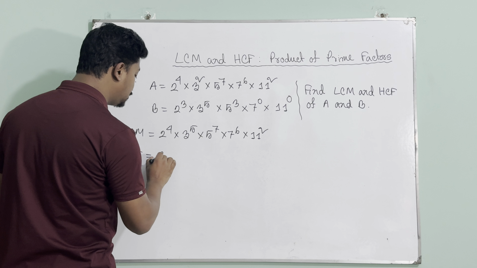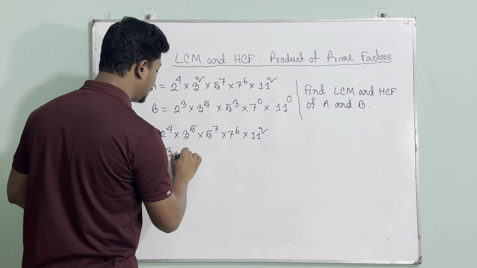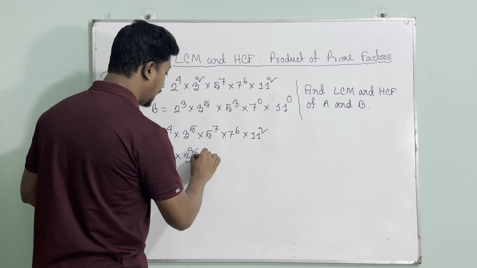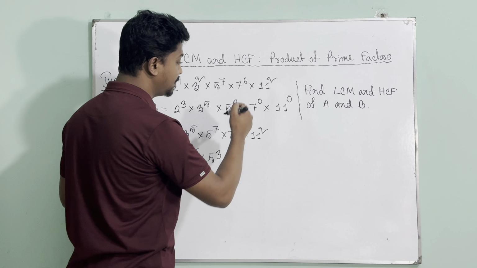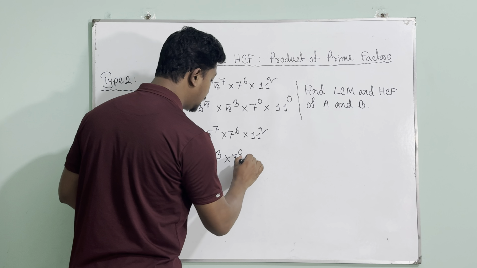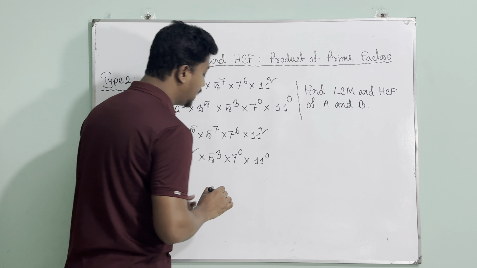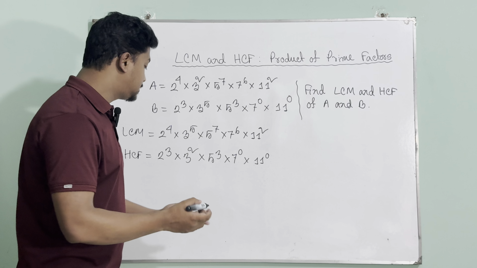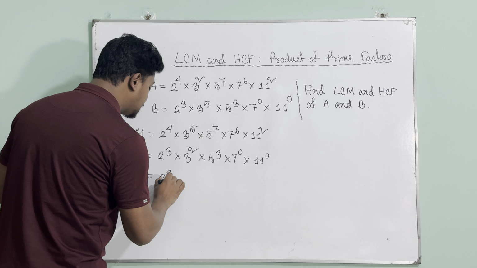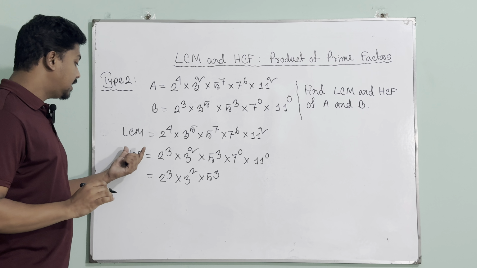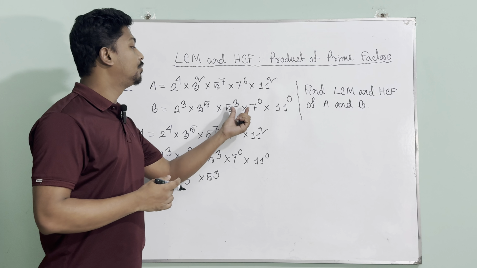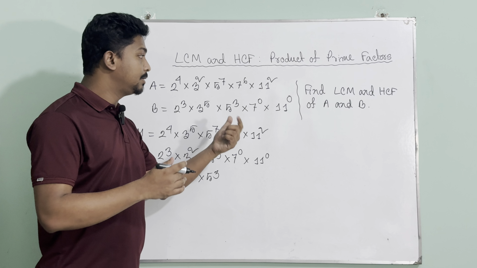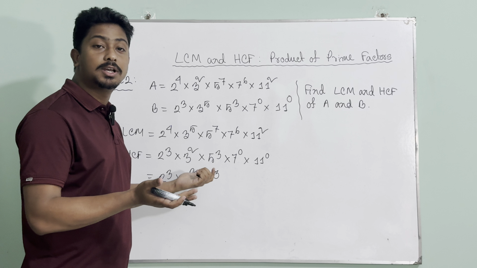When you go to HCF, we take the lower one, so 2 cube, and between 3 square and 3 to the power 5 we have 3 square, and we have 5 cube from the 5. And now between 7 to the power 6 and 7 to the power 0, 7 to the power 0 is the smaller one, and 11 to the power 0 is the smaller one here. Basically, both of them are 1, right? So we can just write our HCF as 2 cube, 3 square, and 5 cube. That's it. Again, LCM and HCF are done in the same way. We just had to either think, or we can also write the other missing prime factors as power 0. And you can solve it in the same way.